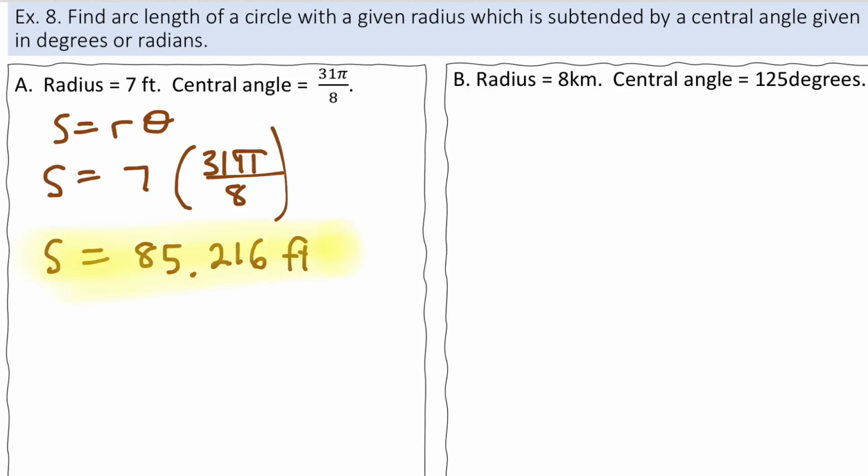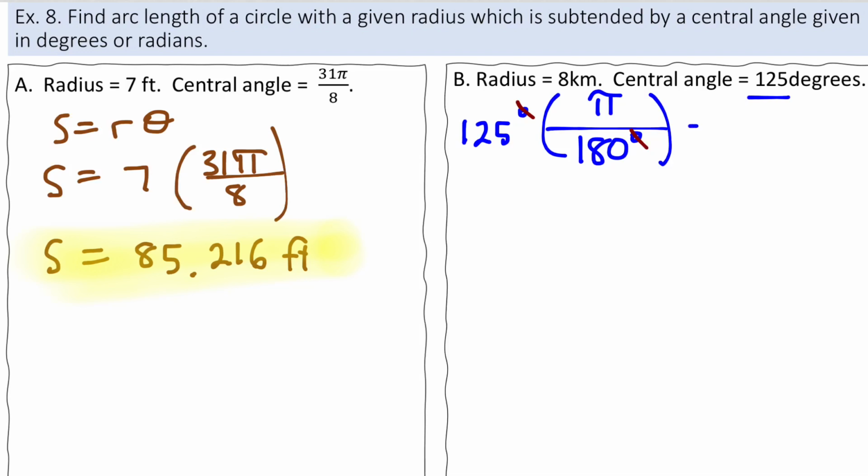So let's try one here in degrees. So my central angle is given in degrees this time, so I need to convert the degrees to radians. So with my conversion factor, I want the degrees to cancel. So my conversion factor will be this way, so my degrees will cancel. And I end up with, let's get a number here, I'm just going to use a reduced fraction, 25 pi over 36 radians.